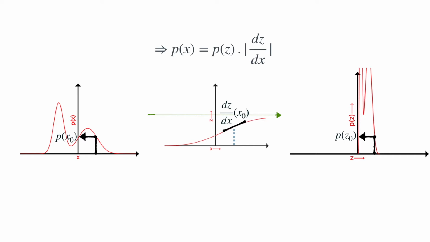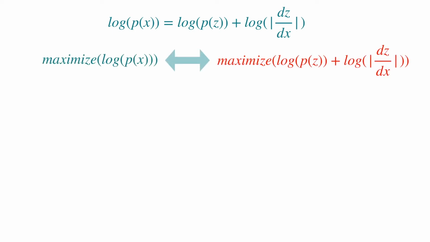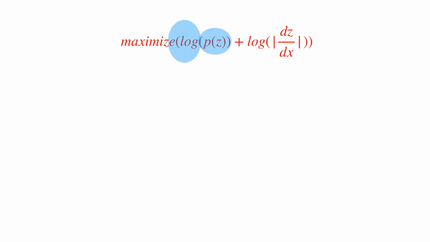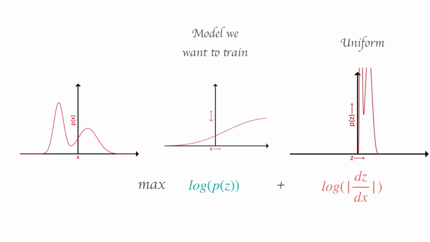But how exactly can we use this relationship to examine the probability distribution of x? The idea is simple. We want to maximize the log likelihood of x, which is the sum of these two quantities. We know what this term dz by dx is, but we don't know what the PDF of z is. So you can decide the PDF of z that you would like to have. Then you can try to find the right function f, which gives you the desired distribution.